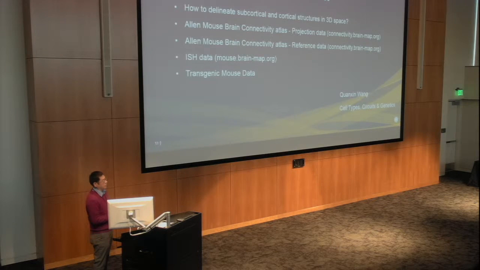Then there are more than half of the structures where we can't see a clear boundary. Then Honghui and I selected 32 transgenic lines. We can use these transgenic lines as an aid to annotate the structures in the average template.